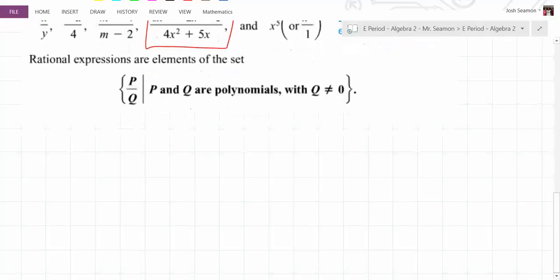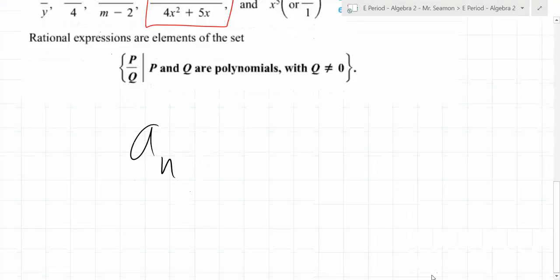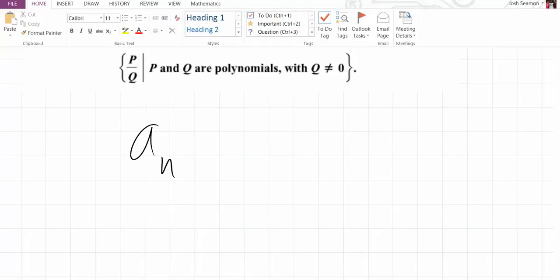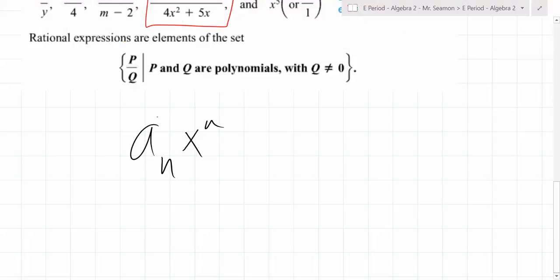Okay, so we need to remember what a polynomial is. A polynomial is something that is made up of terms that look like this: a sub n x to the n, where a sub n can be any real number. It's being a little ornery today getting this to erase.